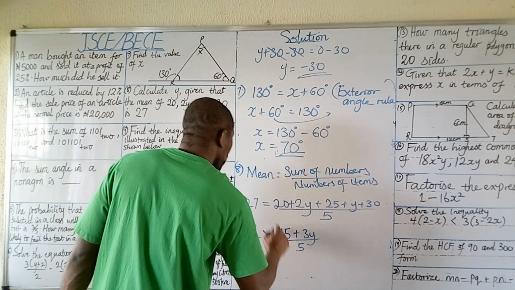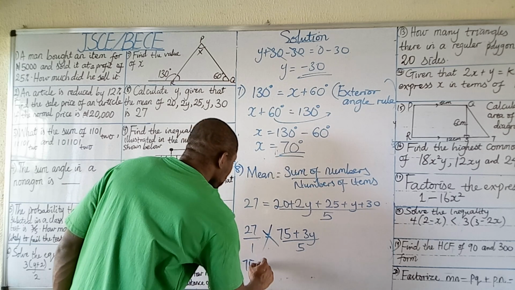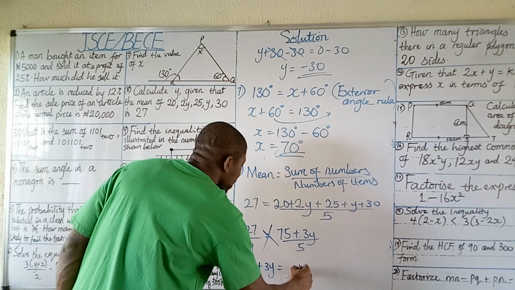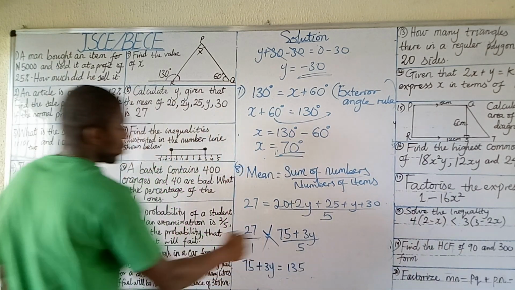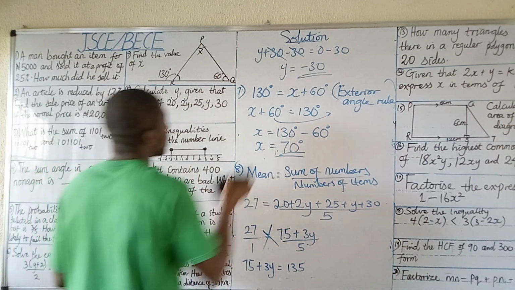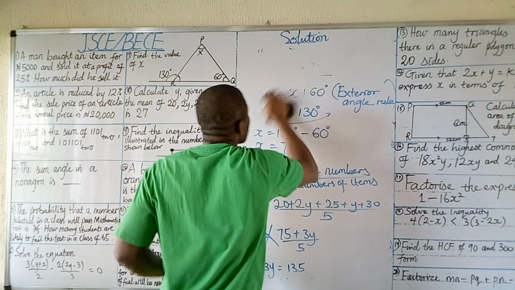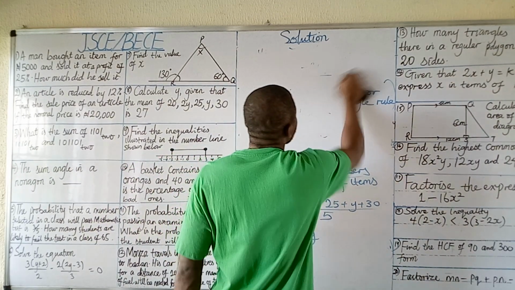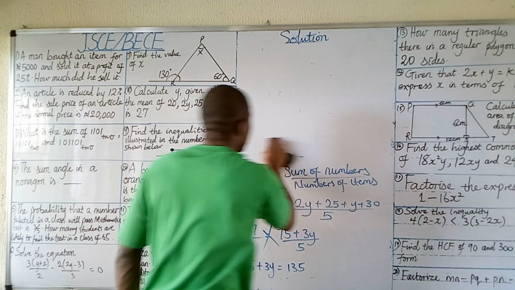I have to cross multiply now. Then I will have 75 plus 3y is equal to 5 times 27, which is 135. So I will have 75 plus 3y equal to 135. I will erase this so that I can complete my question number 8 up there.